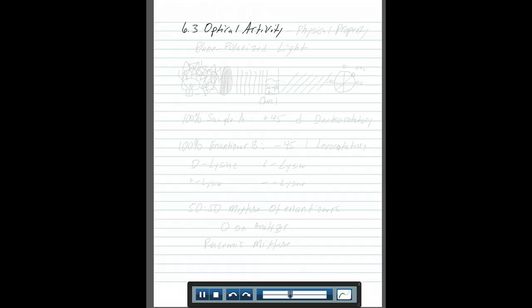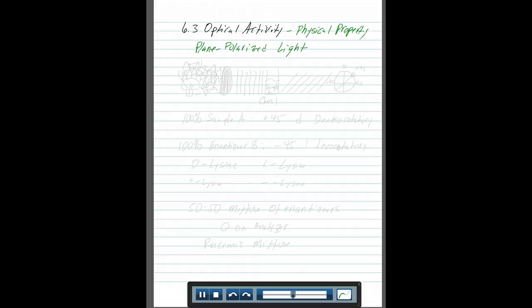All right, next concept is called optical activity. This is a physical property of molecules that are chiral. They have an effect on how light travels across the molecule, and it uses what's called plane polarized light. This is an experiment that is used to determine if a molecule is chiral.